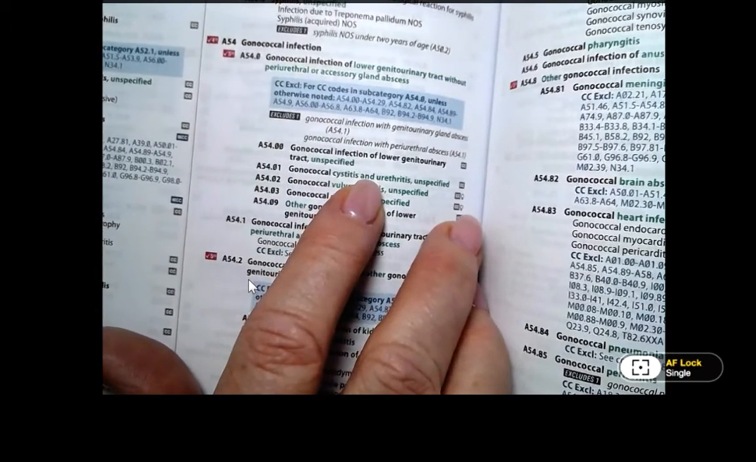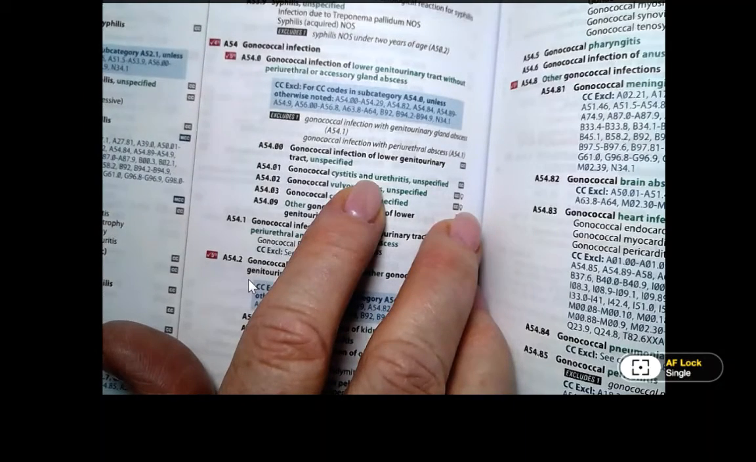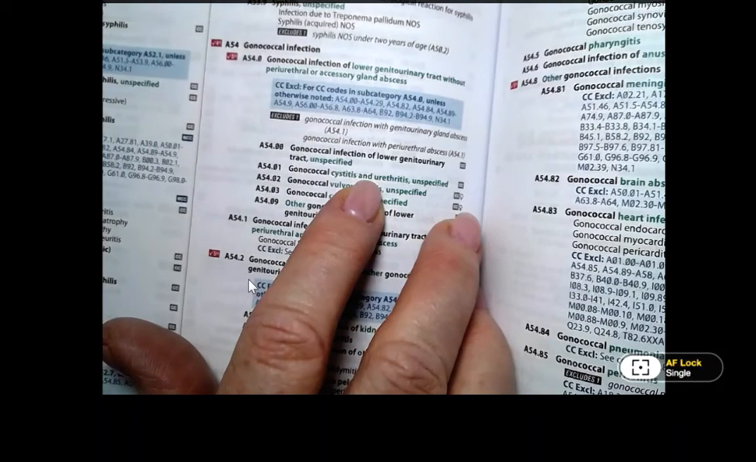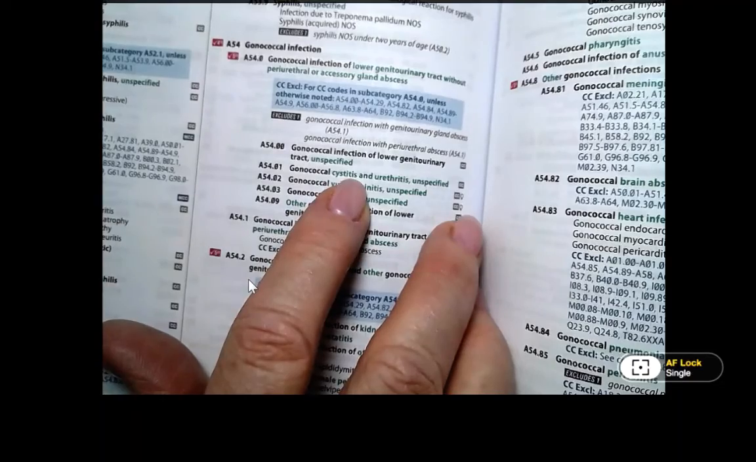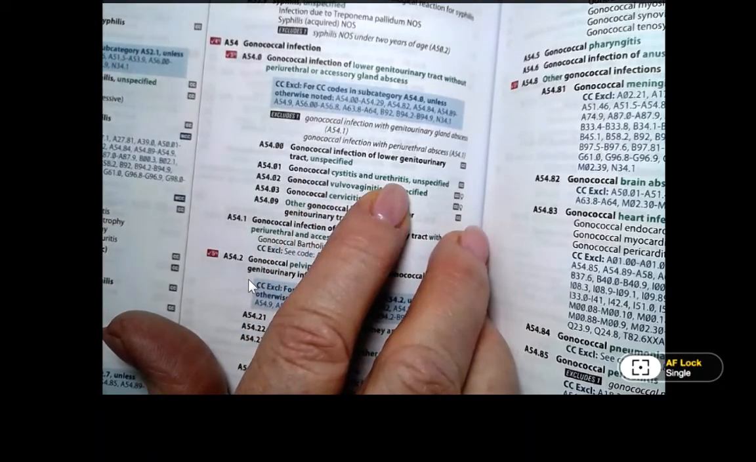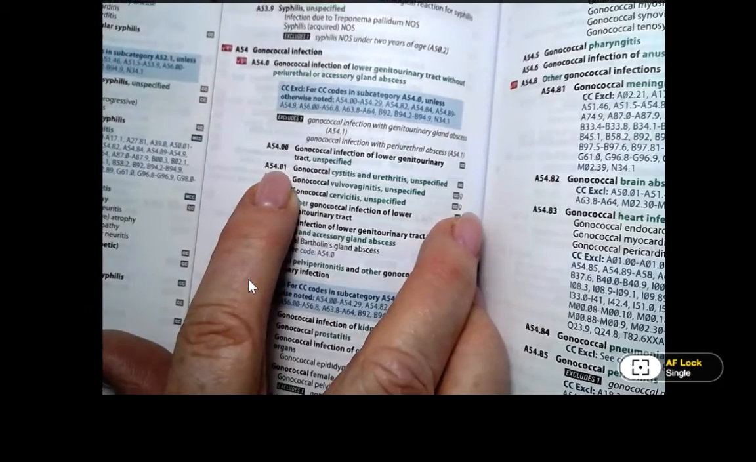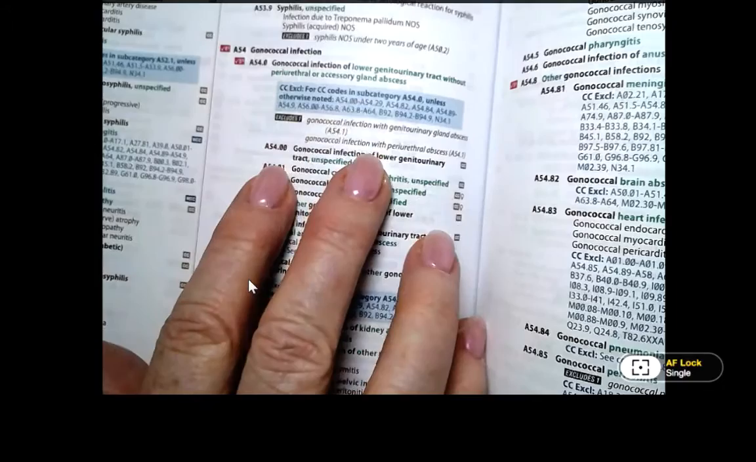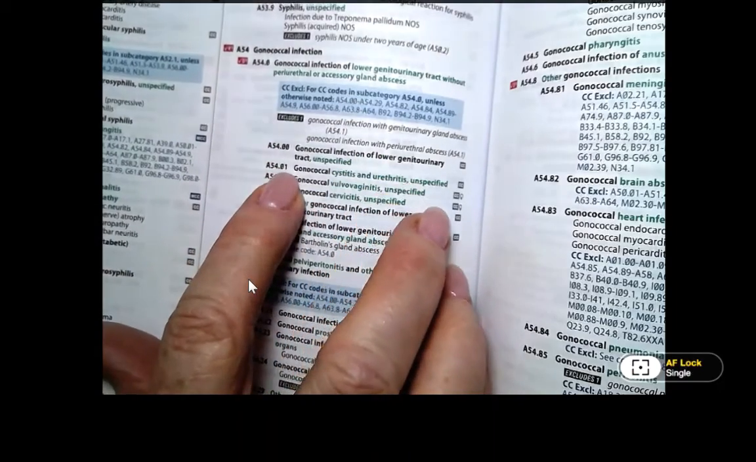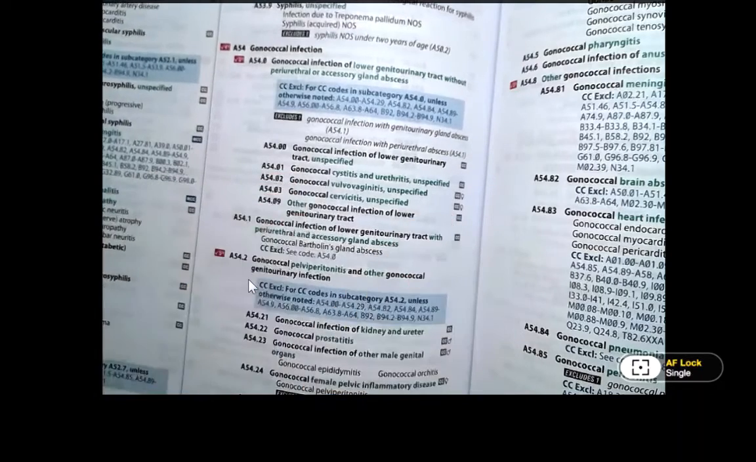And if you remember from previous lectures, the word "and" in the code book can mean and, or it can mean or. In this case it means or, because our patient has gonococcal cystitis. They do not have urethritis. So A54.01 is the right code, and I don't see anything up here to give us any coding instructions other than that, so we're going to go with that as our code for chronic gonococcal cystitis.